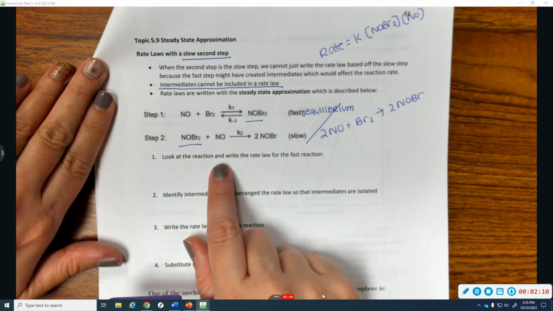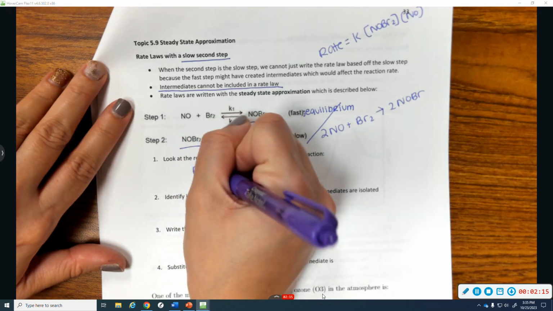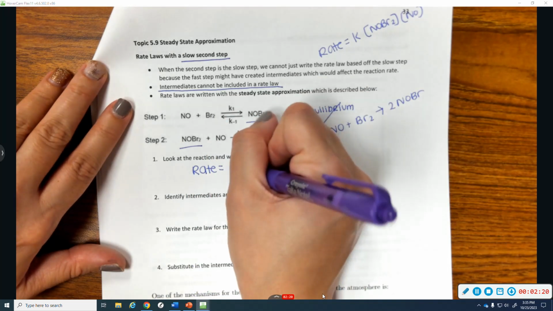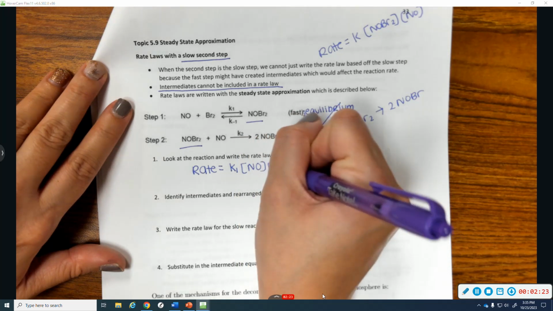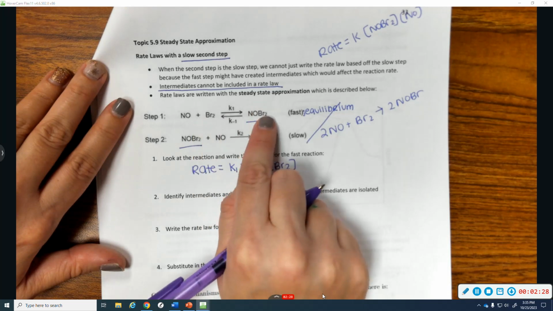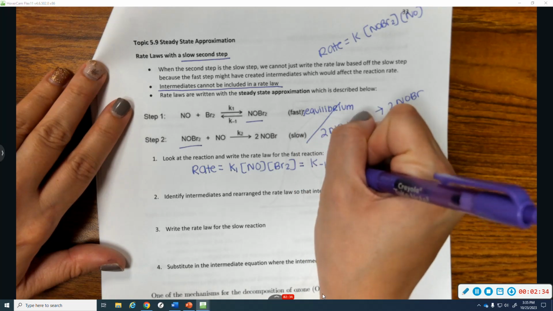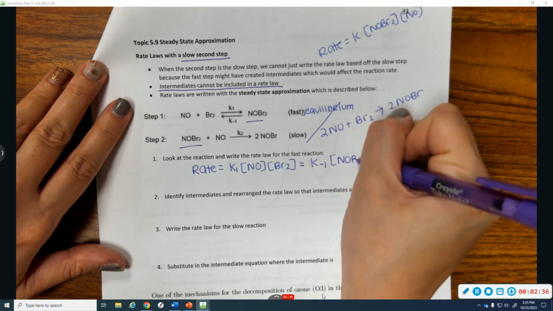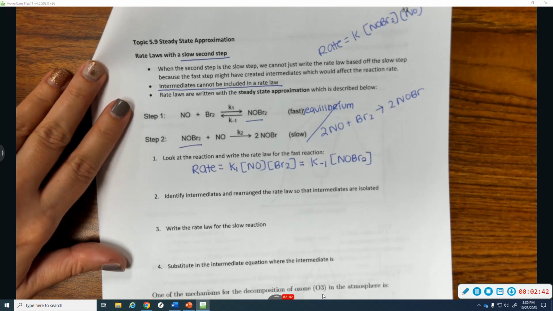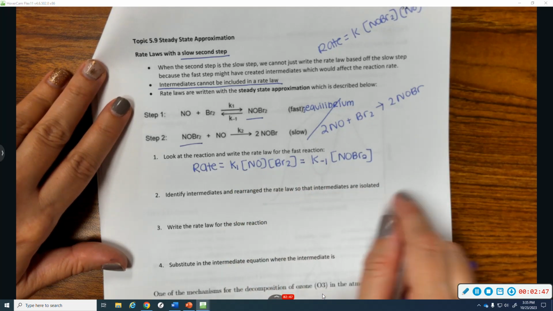So for step one, I'm going to write the rate law for the fast reaction. It would be rate equals k1, because it's the forward reaction, times NO times Br2. But this reaction is at equilibrium, which means forward equals reverse rate. So I'm going to set that equal to the reverse reaction's rate, k-1 times NO(Br2). That's what you do first. Again, you write the rate law for the fast reaction, setting the forward equal to the reverse.